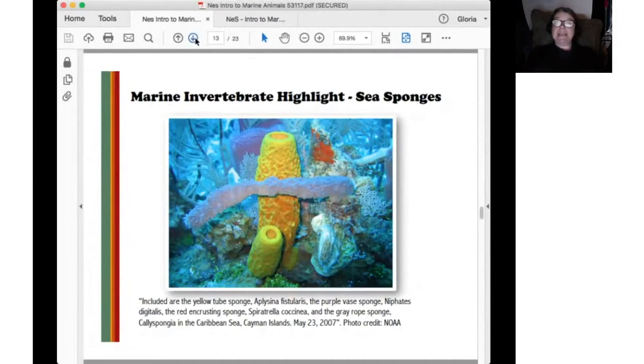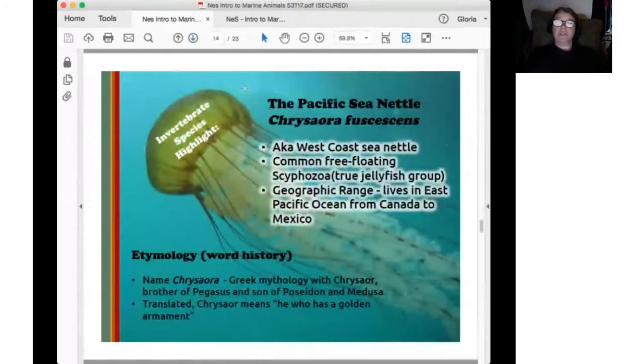Okay, the Pacific sea nettle, Chrysaora fuscescens, also known as the West Coast sea nettle. These are common free-floating Scyphozoa, which is the large group name for true jellyfish. Their geographic range: they live in the East Pacific Ocean from Canada to Mexico.